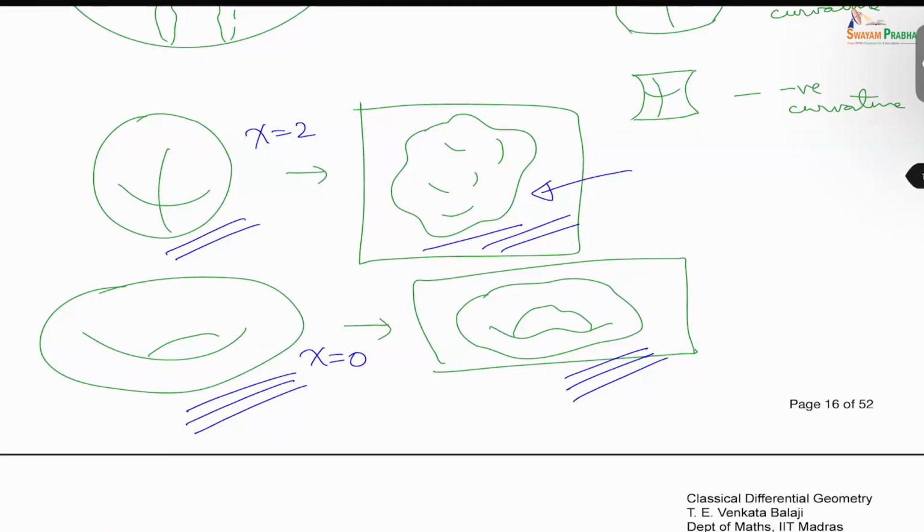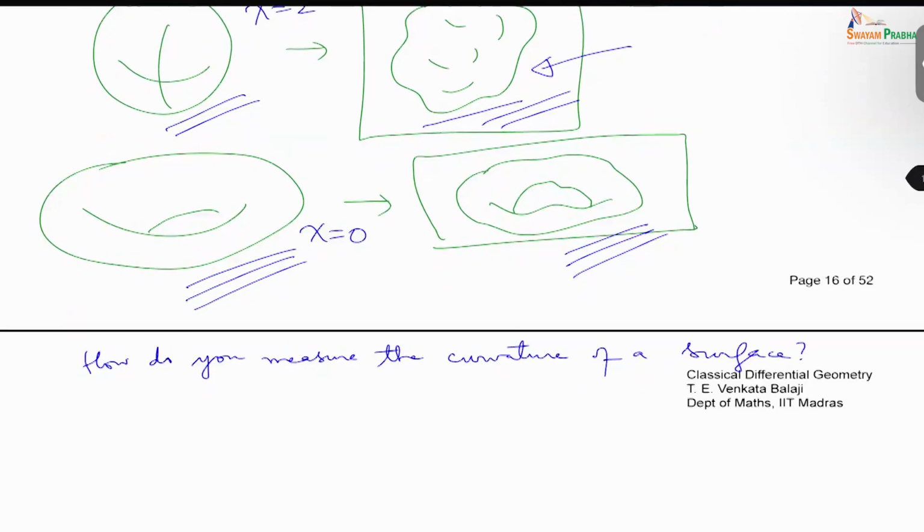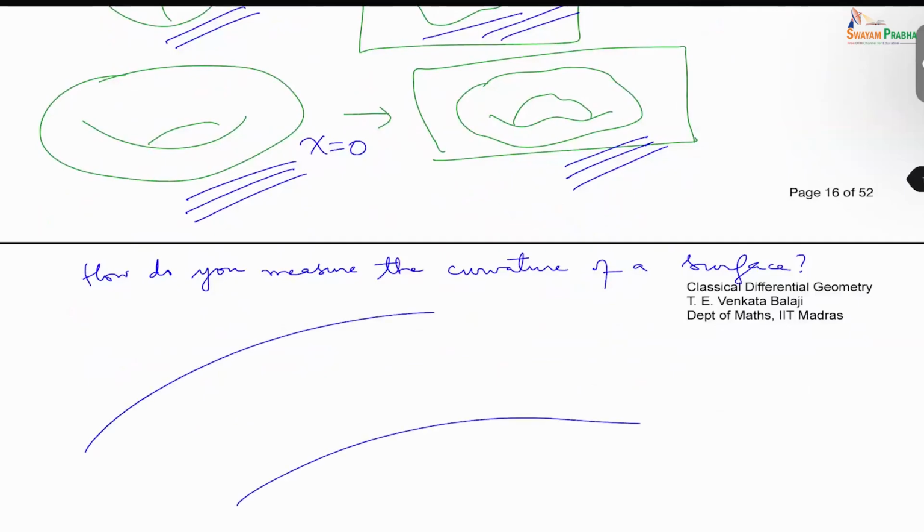Now what I want to do is get into this aspect of how do you measure curvature of a surface. That's the question I want to talk about. How do you measure the curvature of a surface? So you can imagine that there is a surface like this, a portion of the surface, and suppose I take a point P on the surface, and I want to measure the curvature of the surface there. So how do you do it?